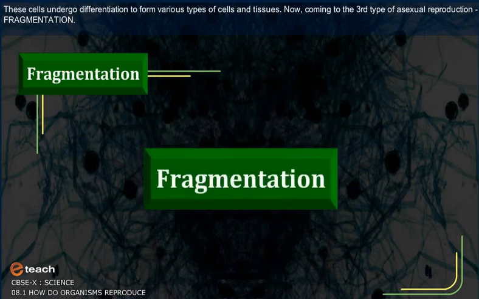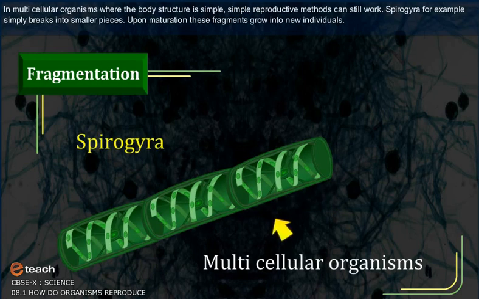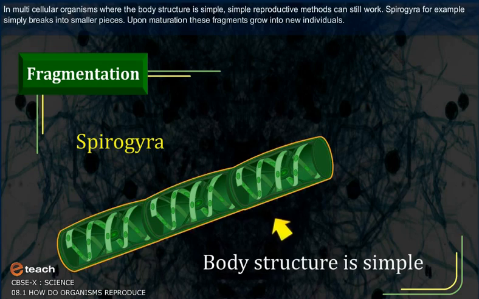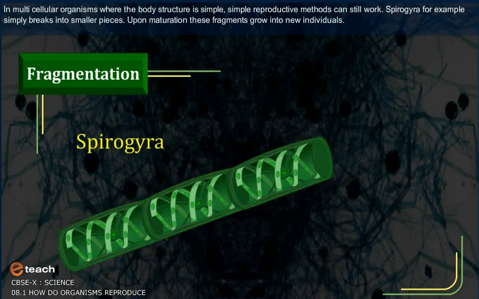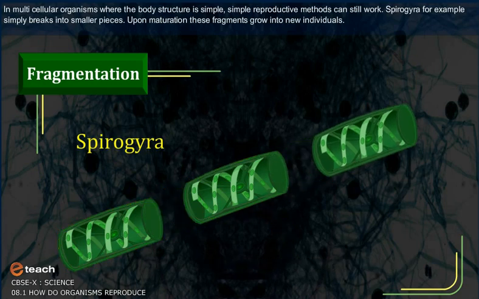Now, the third type of asexual reproduction, fragmentation. In multicellular organisms, where the body structure is simple, reproductive methods can still work. Spirogyra, for example, simply breaks into smaller pieces upon maturation. These fragments grow into new individuals.